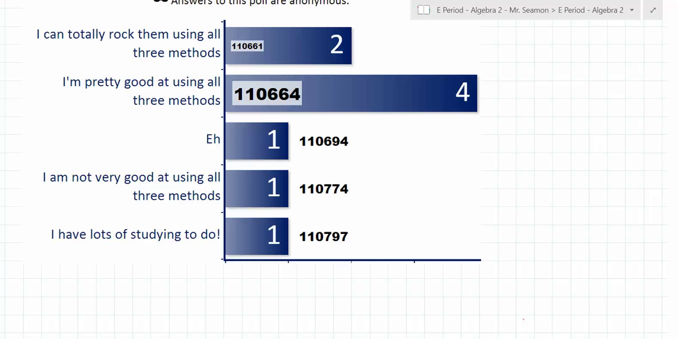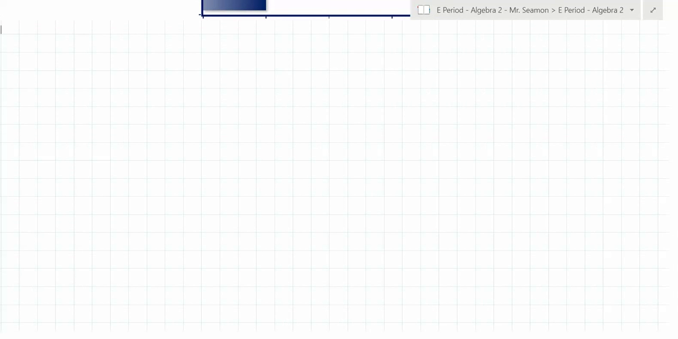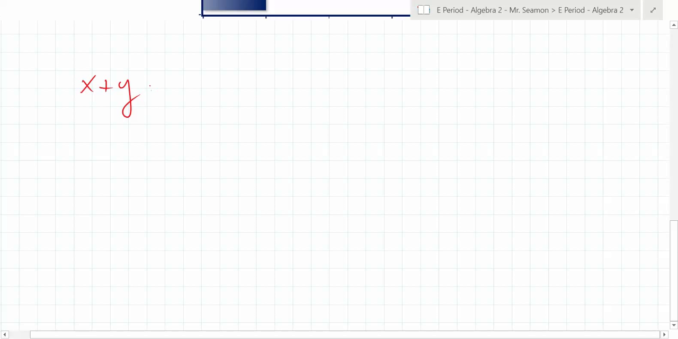Any questions from 4.1? What do you got? Yeah? Number 15. Number 15 is x plus y equals -5 and -2x plus y is equal to 1. And we're supposed to use what? By graphing? Yes. Okay.